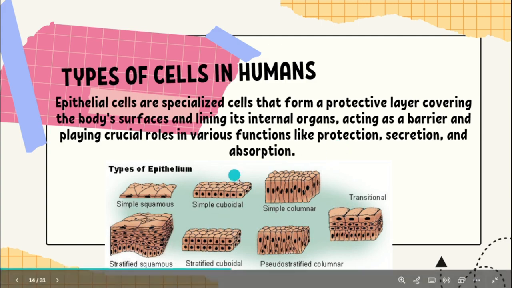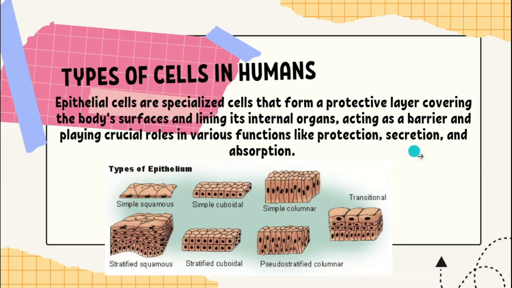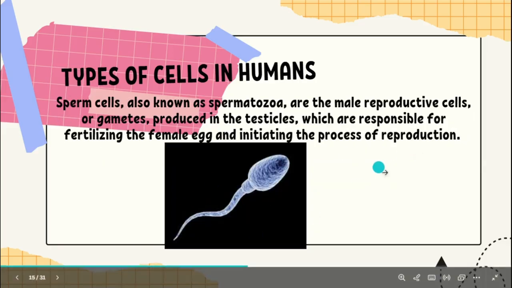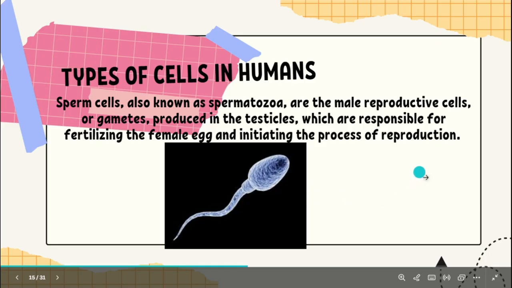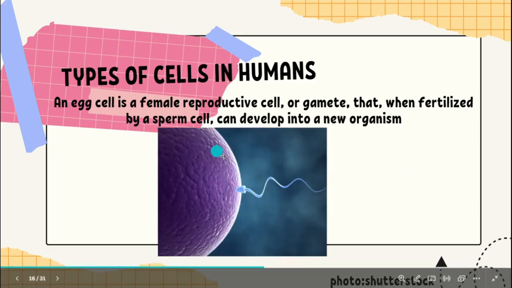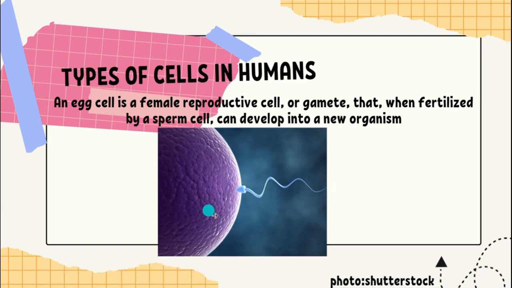But basically, epithelial cells are very important in our bodies. Then we have our sperm cells, and these are basically male reproductive cells. They're produced in the testicles, and they're responsible for fertilizing the female egg. Very simple. You have the head, you have the tail, a very simple diagram. Then you have this one showing the egg and the sperm fertilizing the egg in this photo. The egg is the female reproductive cell, and it gets fertilized by a sperm cell in order to create offspring.